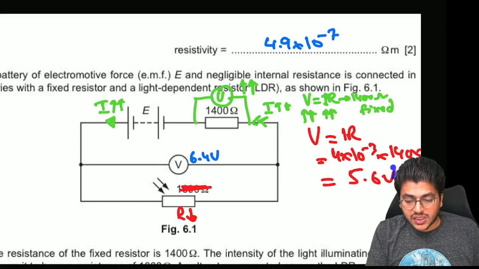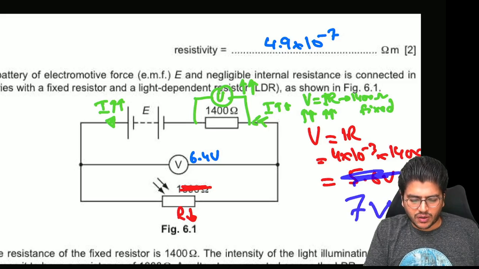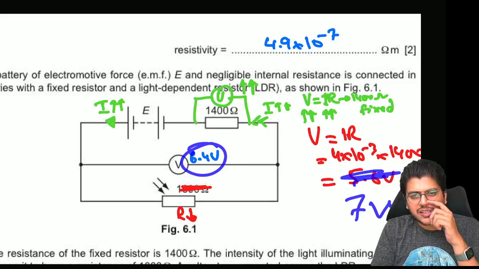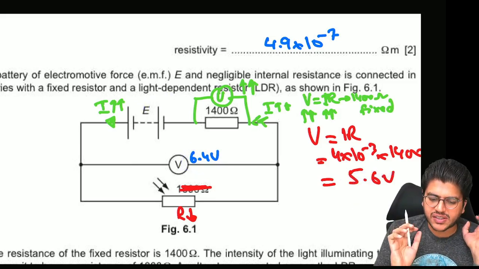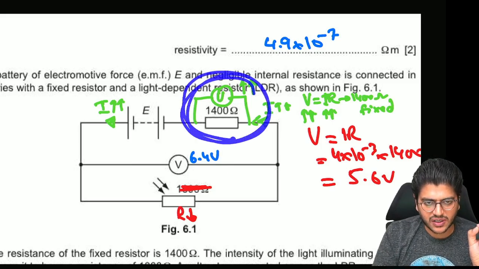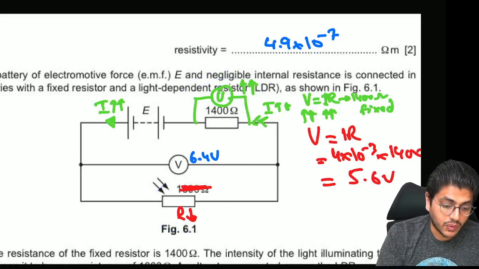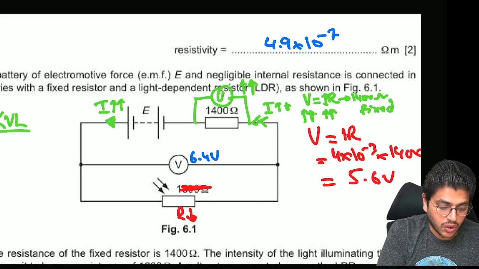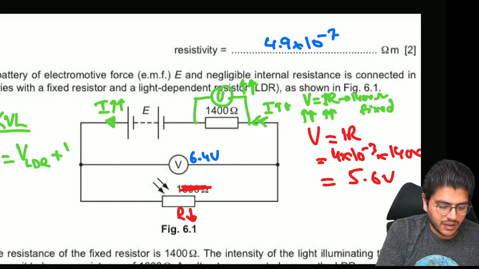So you tell me when this voltage goes up from 5.6 to, let's say, for example, 7 volts, what's going to happen to the voltage over here? Do you think it will remain 6.4? The battery is giving you 12 volts. So that voltage is fixed. You must understand that the voltage drop across this resistor has increased, and the voltage drop across 1400 ohms plus the voltage drop across the LDR, that law is called Kirchhoff's voltage law, that your EMF that is being supplied should be equal to the voltage drop across the LDR plus the voltage drop across the fixed resistor.